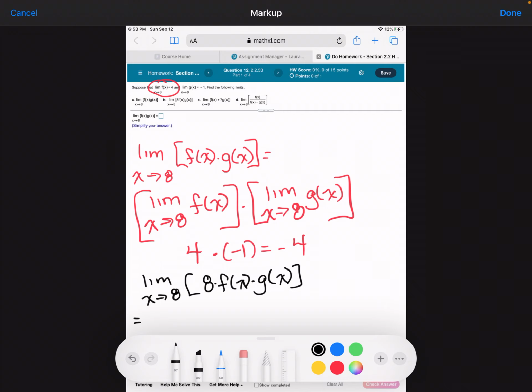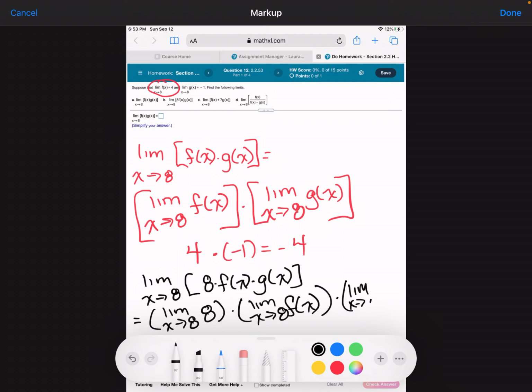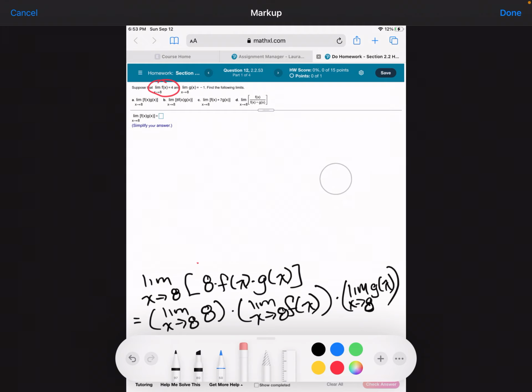So first, we can use that multiplication property that we just used a minute ago that says we can break this up. So this is the limit as x approaches 8 of 8 times the limit as x approaches 8 of f of x times the limit as x approaches 8 of g of x. All right, so then we can just look at these pieces.